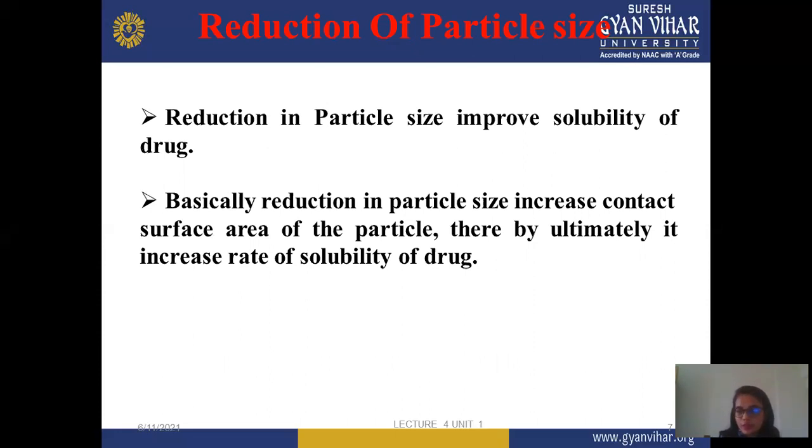So reduction of the particle size is responsible for good solubility, because large particles take more time to solubilize. Due to their large size and less surface area, they do not dissolve easily. So you can reduce the particle size and convert it into fine particles. Due to the fine particles, it shows more surface area, and due to more surface area, it easily spreads out and shows more solubility. This is all about reduction of particle size. So reduction of particle size is responsible for good solubility or good solution of the drug.